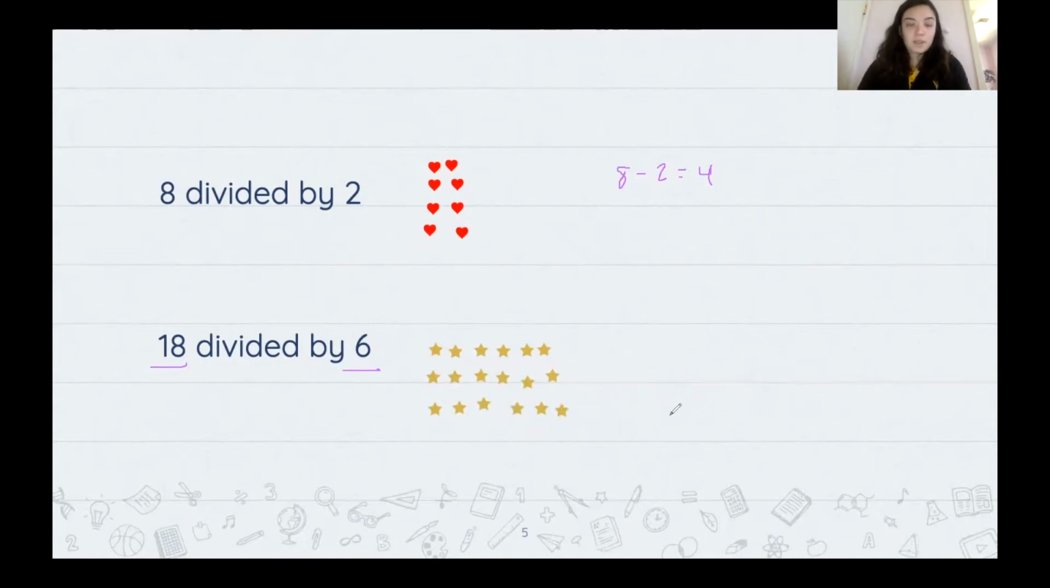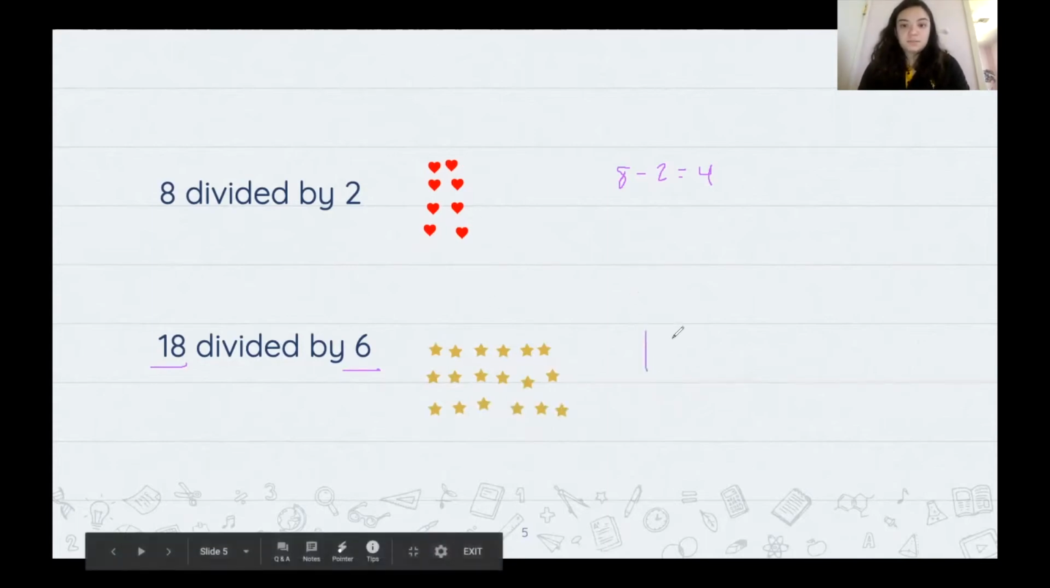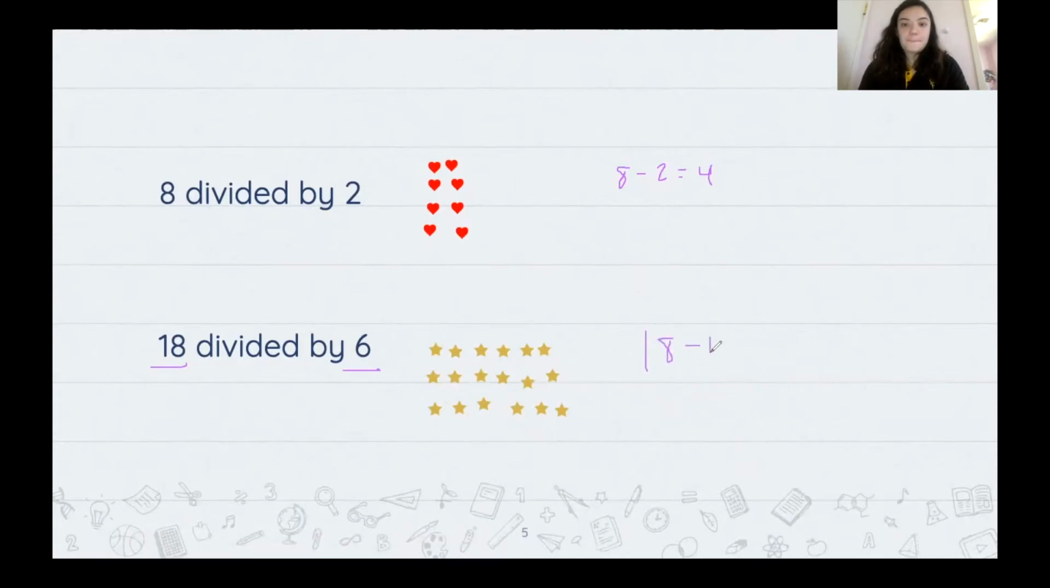So now I'm going to write my sentence. 18 divided by 6 equals, now how many rows do we have? 1, 2, 3. 18 divided by 6 equals 3. That's how we make the arrays. We make the arrays based on what the sentence says. We find how many groups we have total, and then we solve.